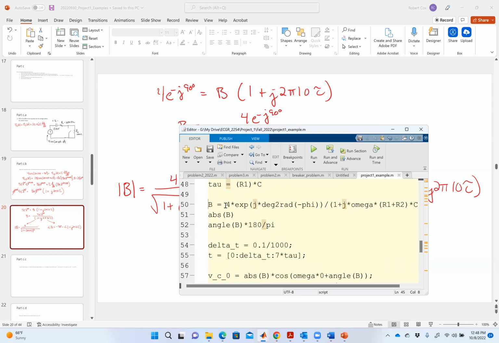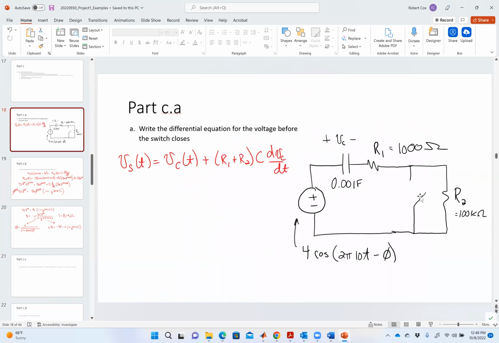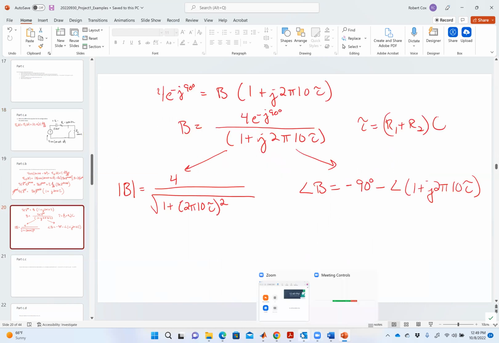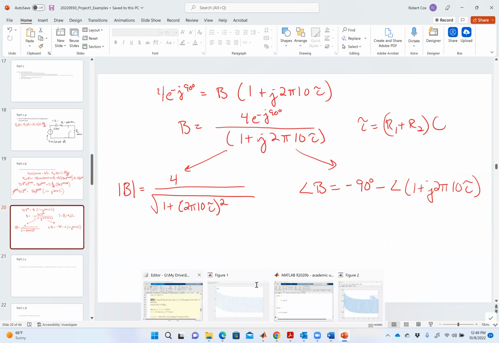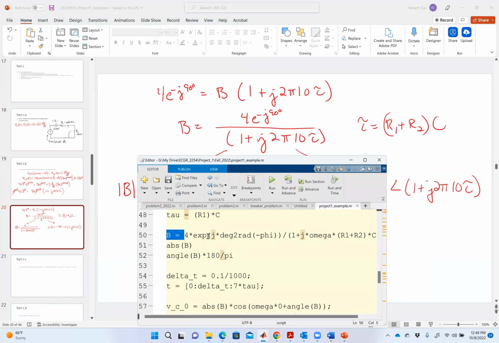Now, what I have here, here's my B equation. Now notice I have tau defined a little bit differently, but that's actually for something later in this problem. The way I look at this, the tau that I'm using in this particular case is R1 plus R2 times C, right? Before the switch closes, my tau would be set by the sum of those two resistors, right? So I have this equation here, 4 times exponential j times degrees to radians, negative phi here. So my phi was 90 degrees, all right?